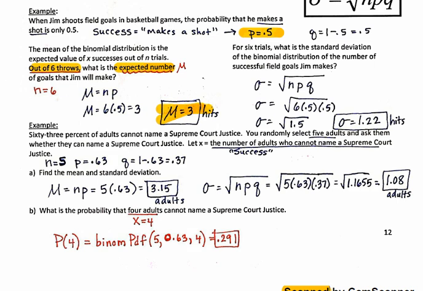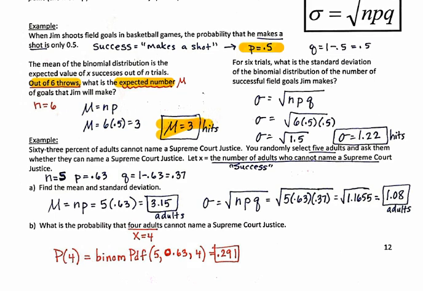For the standard deviation, it's a little bit more complicated. You're going to take the square root of n times p times q. In this case, you would have to find q. Q is the probability of failure, which, if p is 50%, so would q be. So npq is 6 times 0.5 times 0.5. Make sure you take the square root because 1.5 is the variance. And I end up with a standard deviation of 1.22 hits.